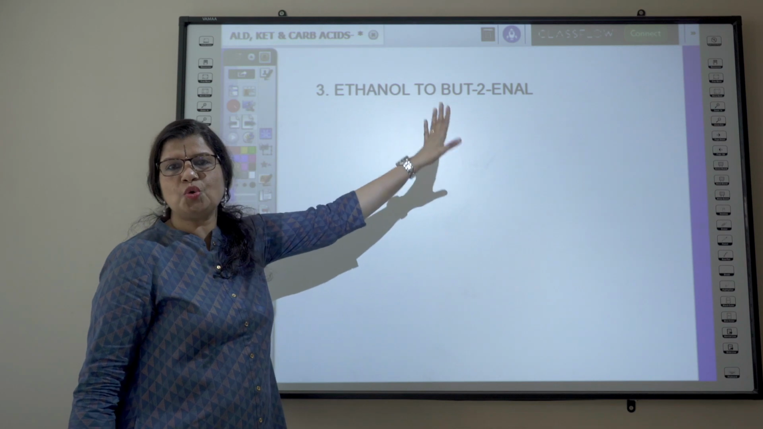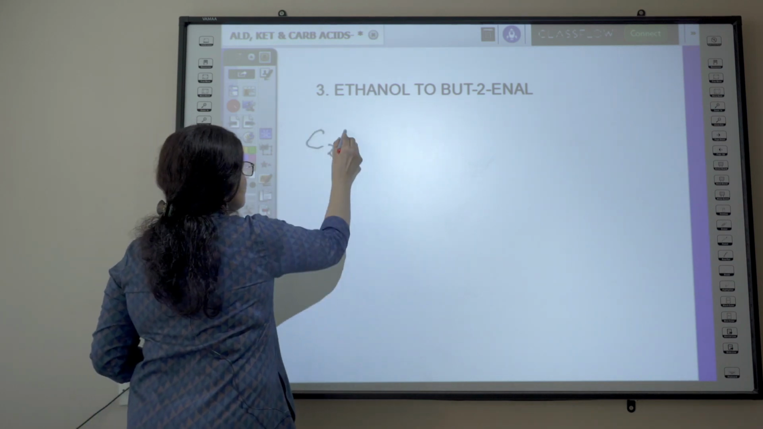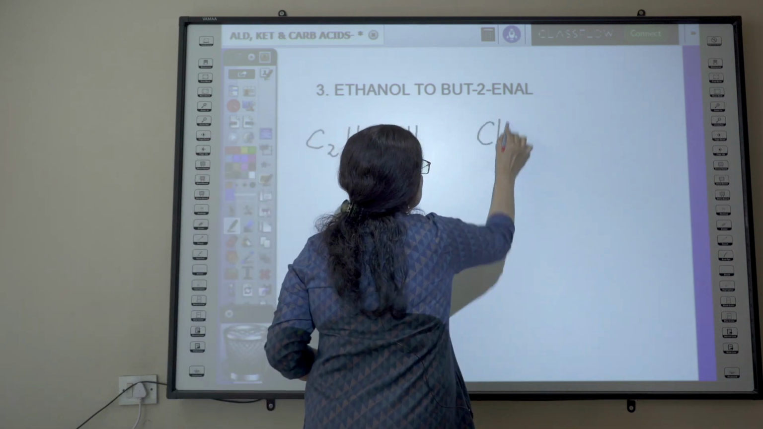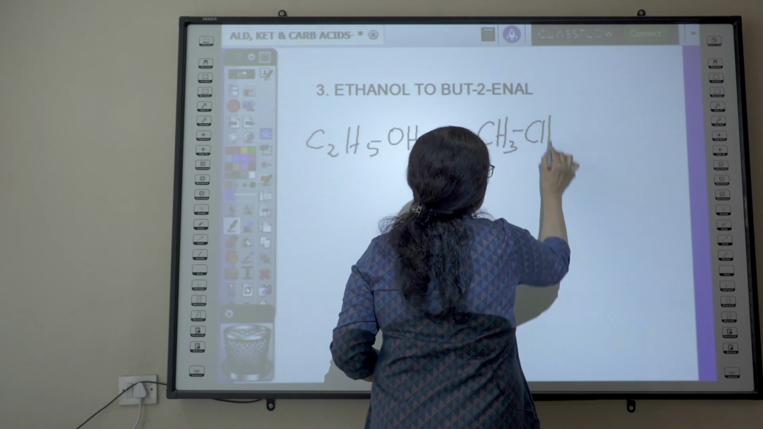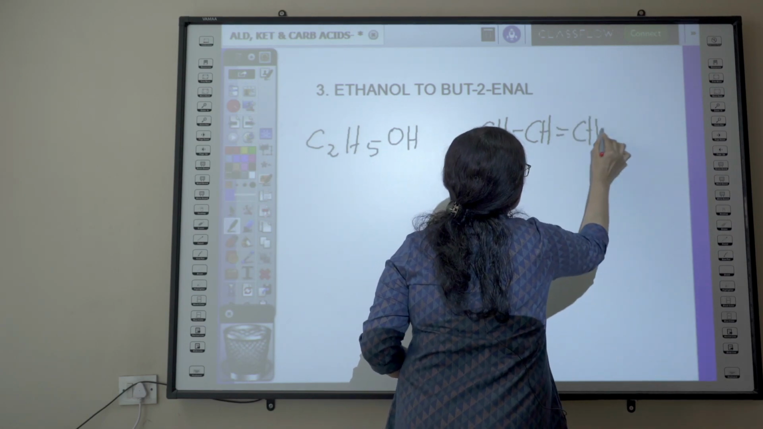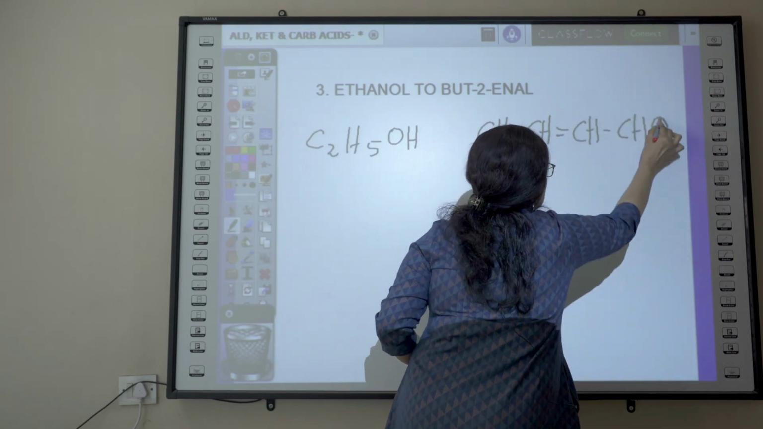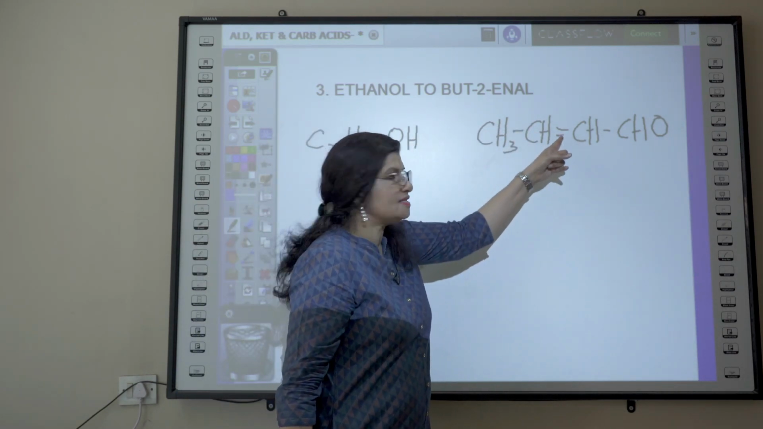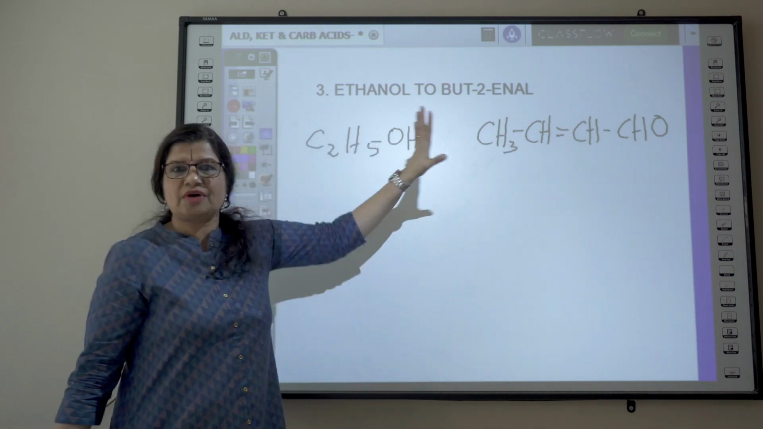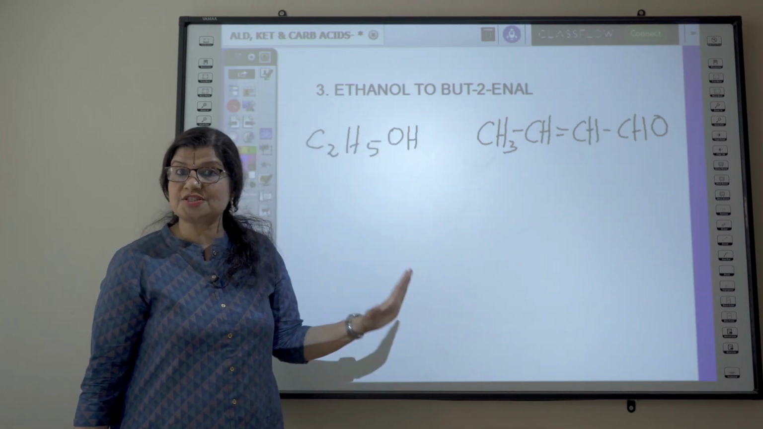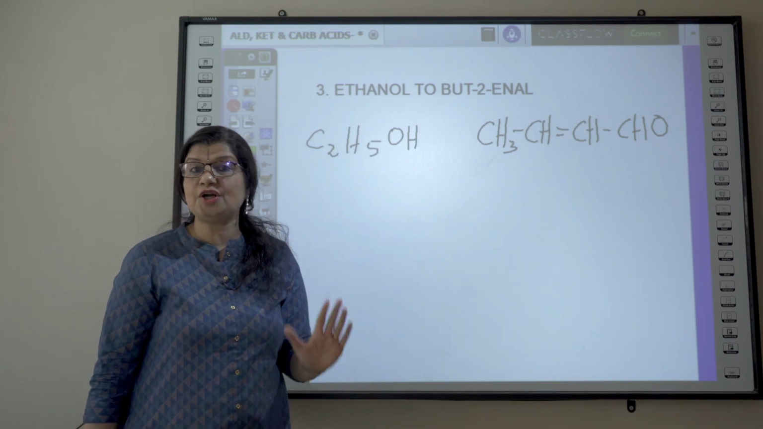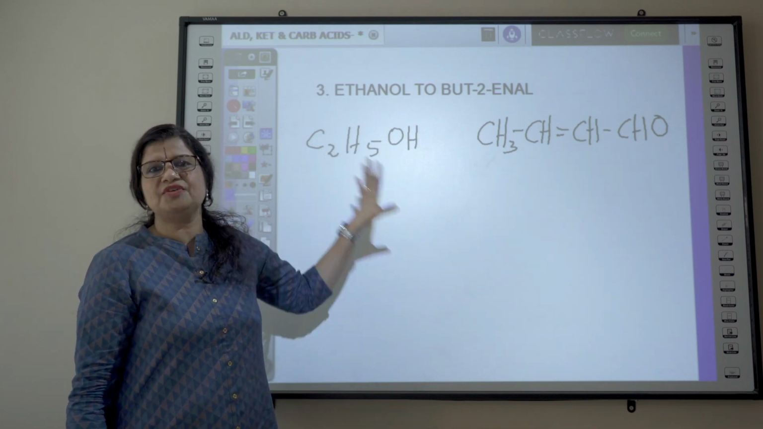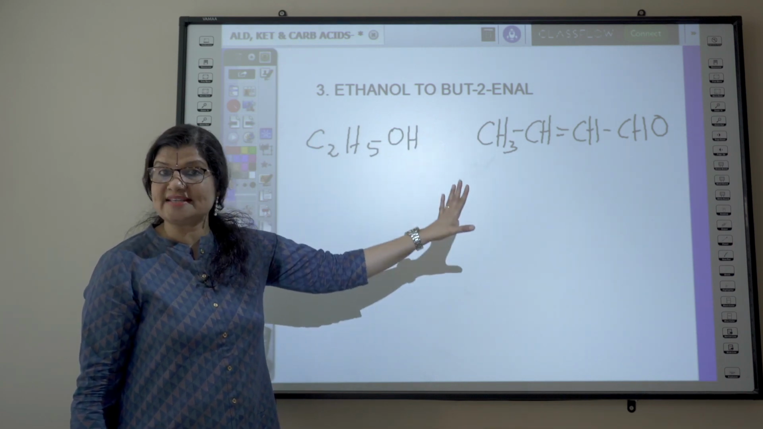Ethanol to but-2-enal. Ethanol, C2H5OH, to but-2-enal, CH3CH=CHCHO. Now but-2-enal is an alpha, beta unsaturated aldehyde. You have come across this compound in the context of the final product of the aldol condensation reaction after heating, which means this conversion involves an aldol condensation reaction.